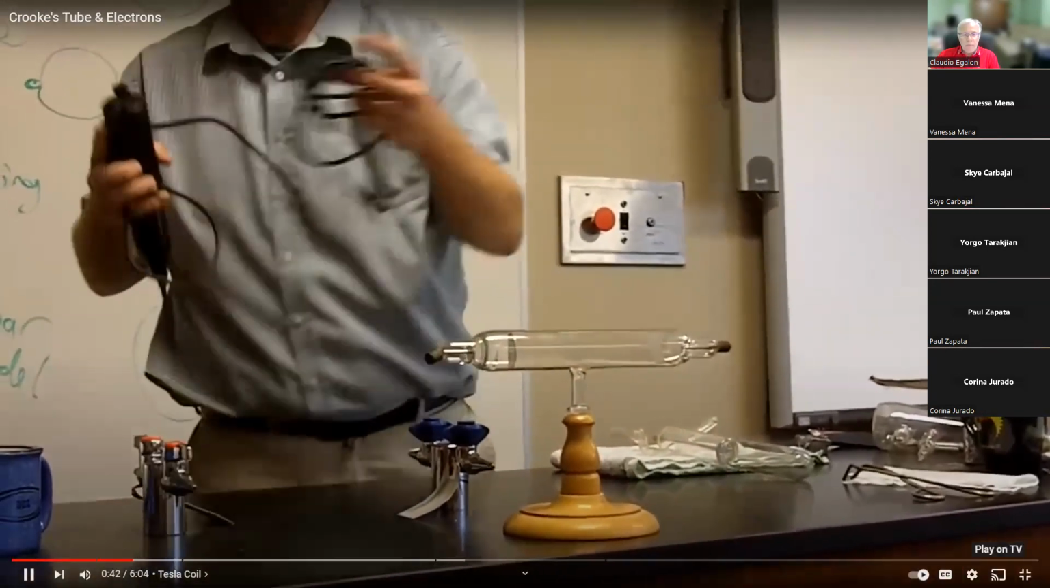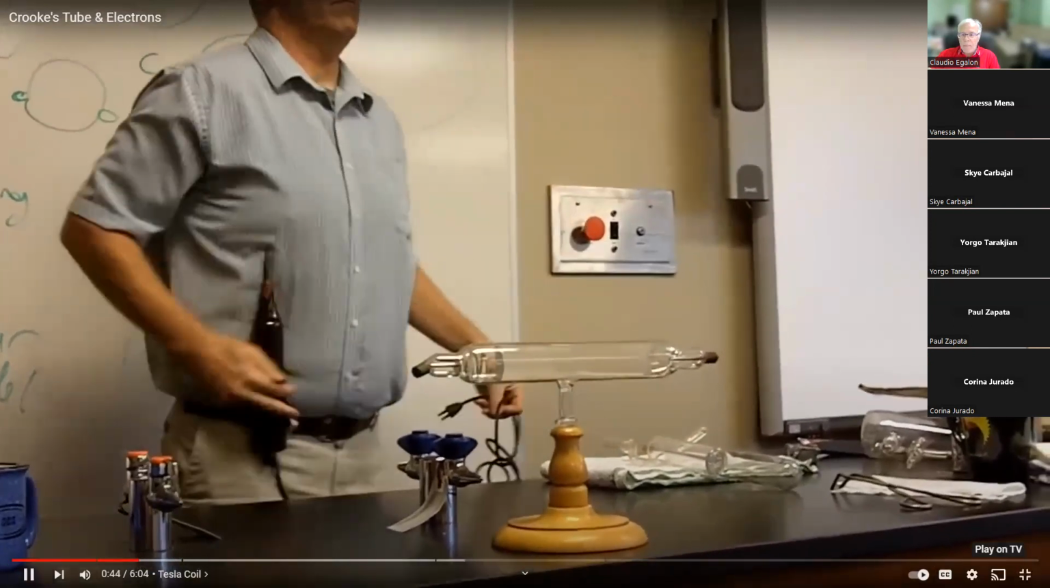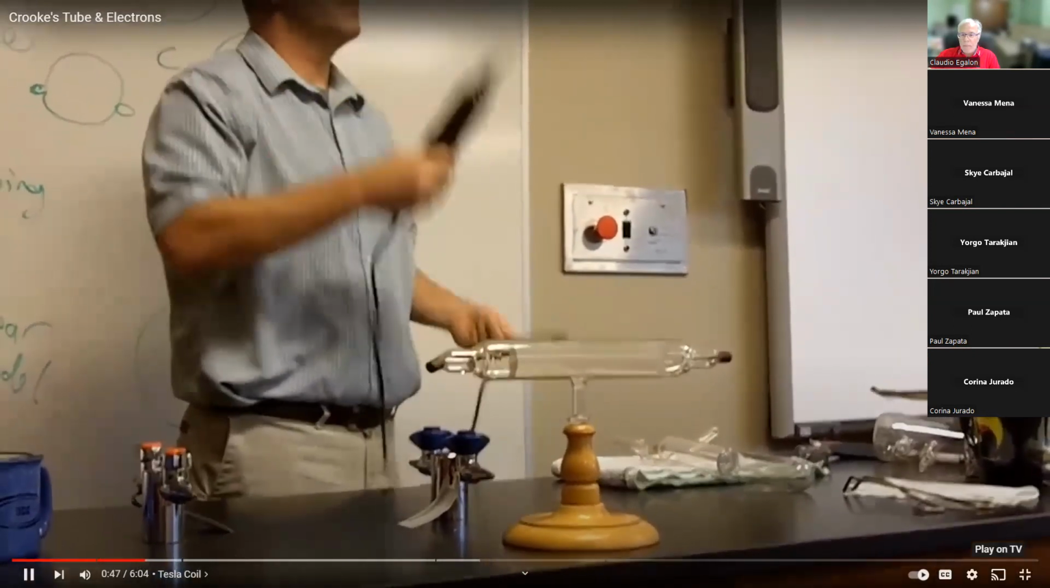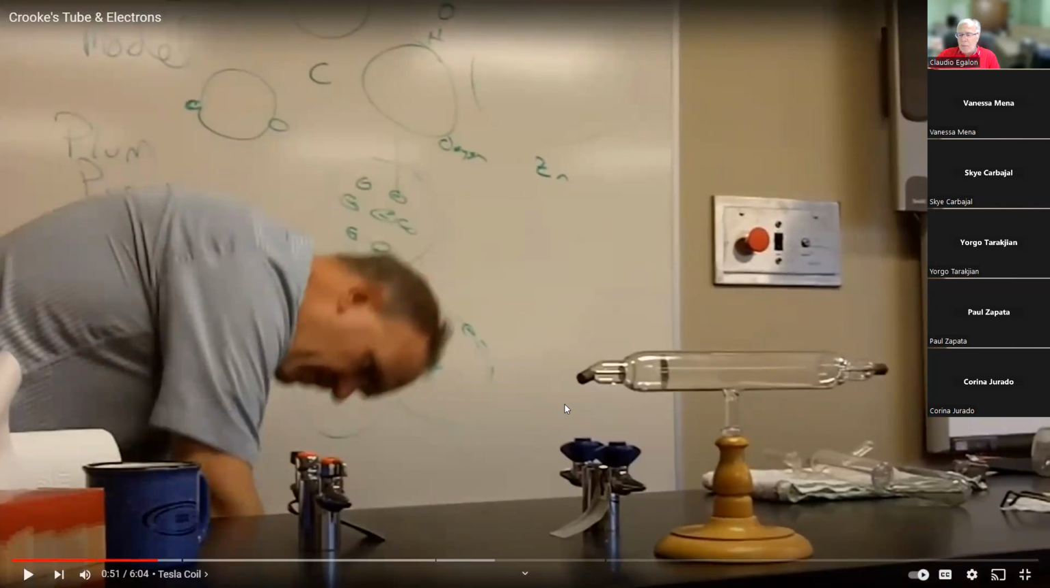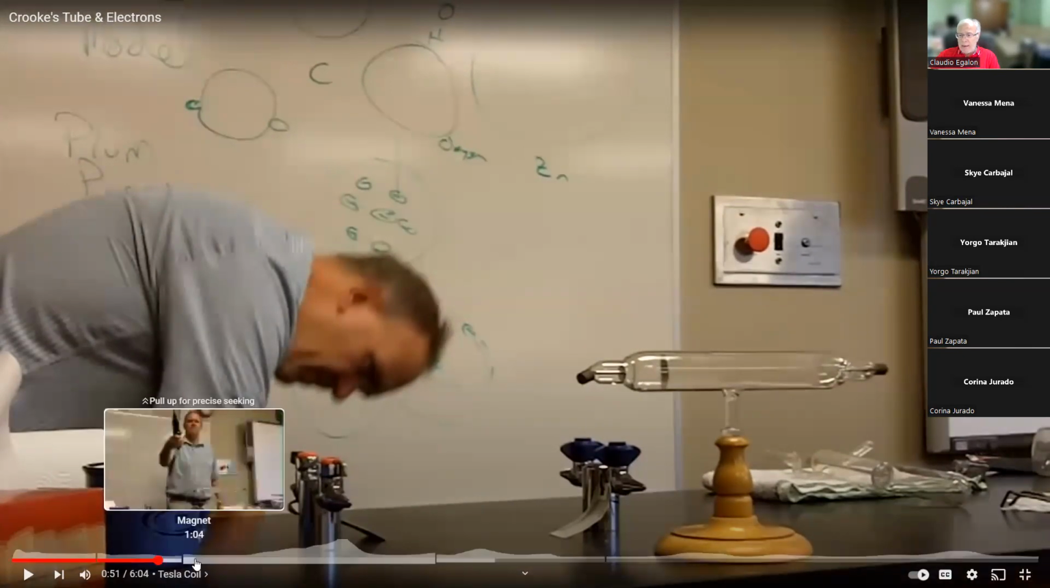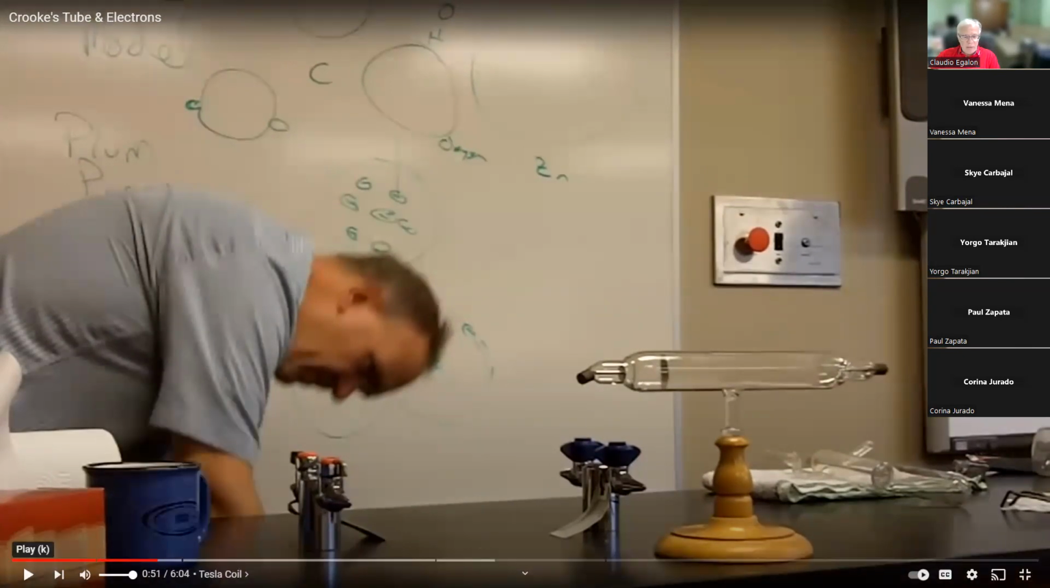This is a Tesla coil. Tesla coils generate lots of voltage. Okay, there's another way of producing an electron beam. That guy used a very high voltage power supply. What he's going to do, he's going to use a Tesla coil instead to generate an electron beam here in this device. You're going to see how he does that.